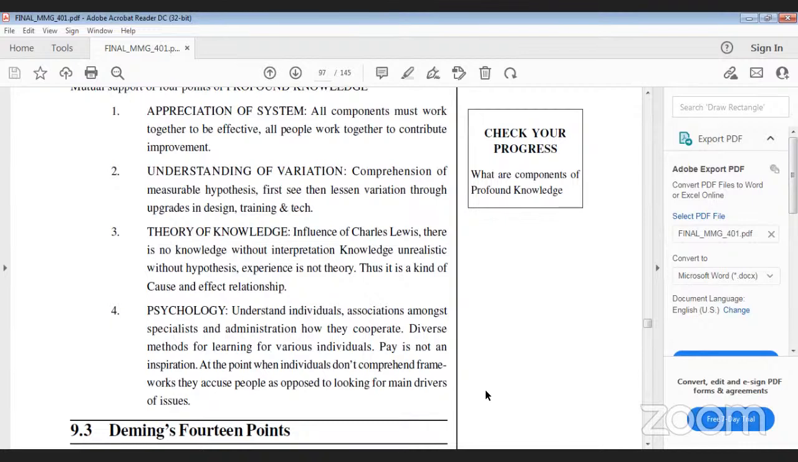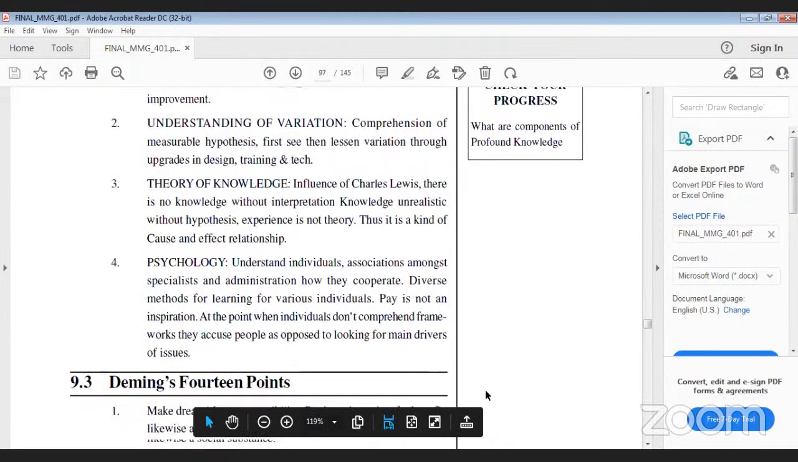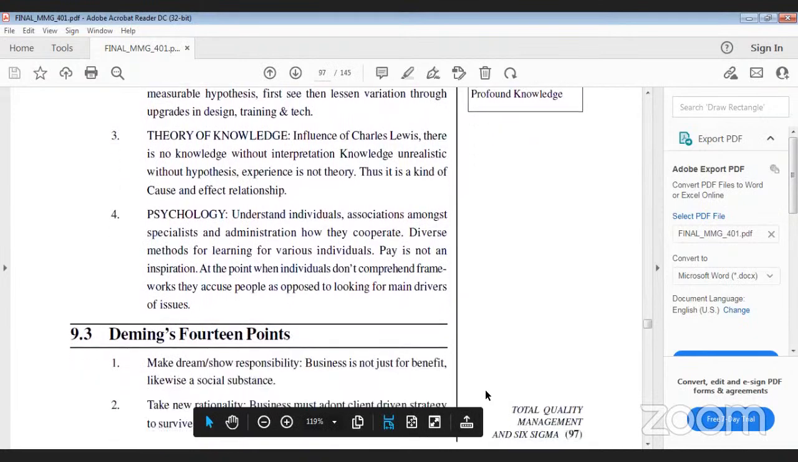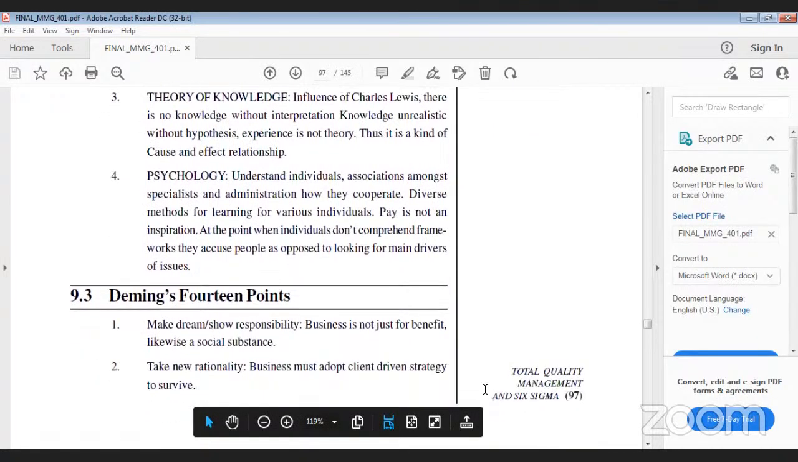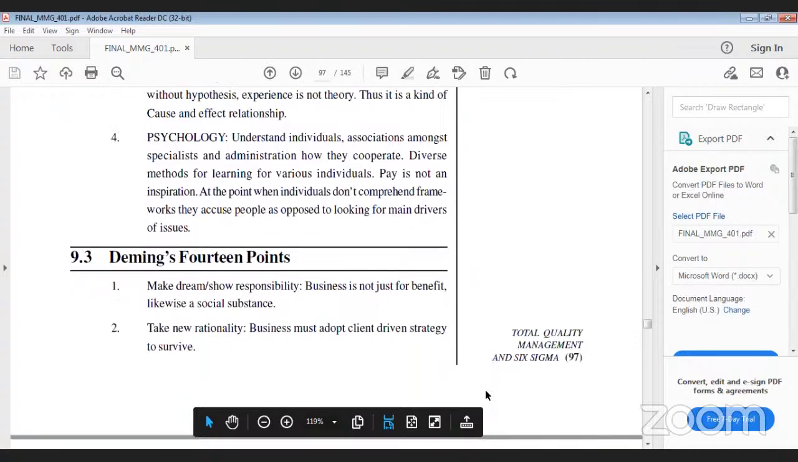So these are the mutual 4 points for profound knowledge. Then next is Deming's 14 points. He has defined 14 points. First point is make dream or show responsibility. This is the first point.